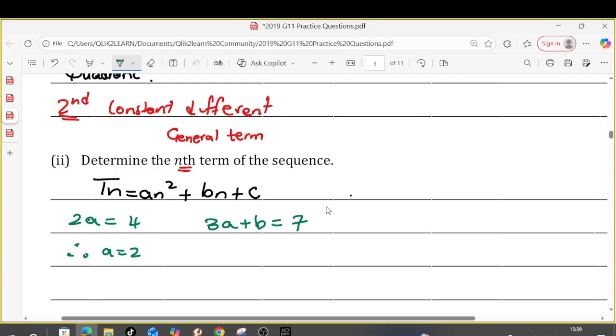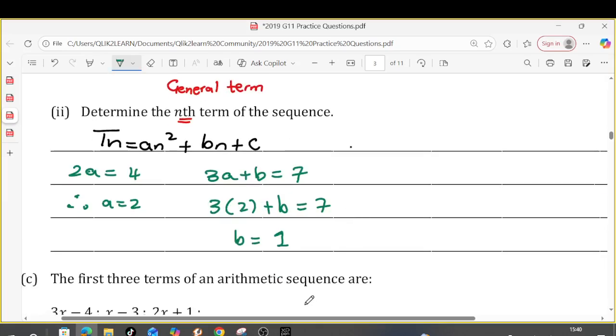Remember, if you get the value of a wrong, this will affect your answer for the value of b. So this will be 3 times 2 plus b is equal to 7. Therefore, b is equal to 1, because 3 times 2 is 6, the 6 goes to the other side as negative, and this gives us 1.